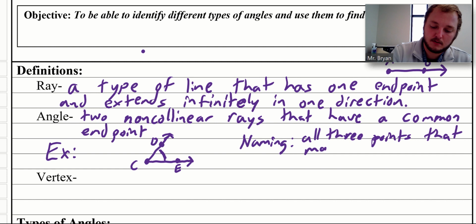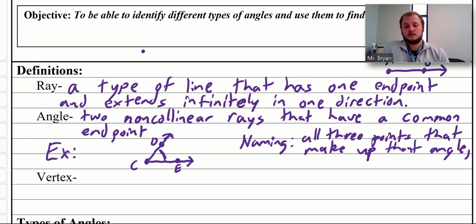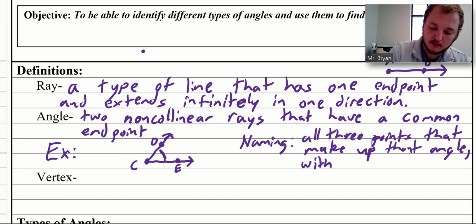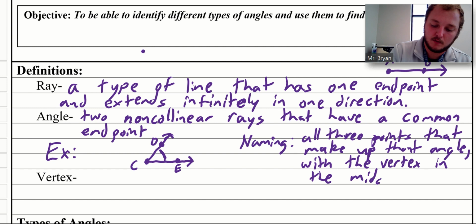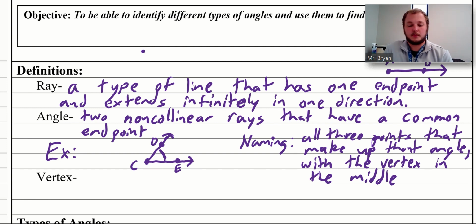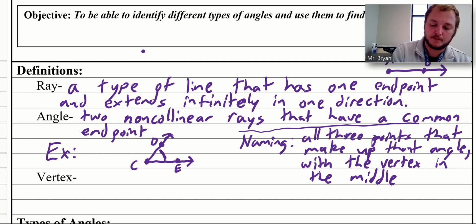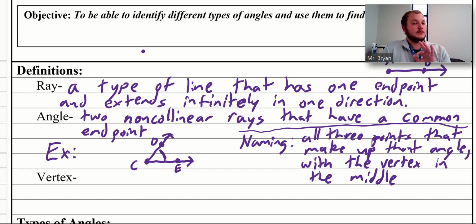that make up that angle with the vertex in the middle. And I apologize that I'm cramming all my notes in one little area here. But all 3 points, I need 3 points, so with lines we said 2, with angles we need 3. We need all 3 points that make up that angle, and then we need the vertex to be in the middle when I name it.